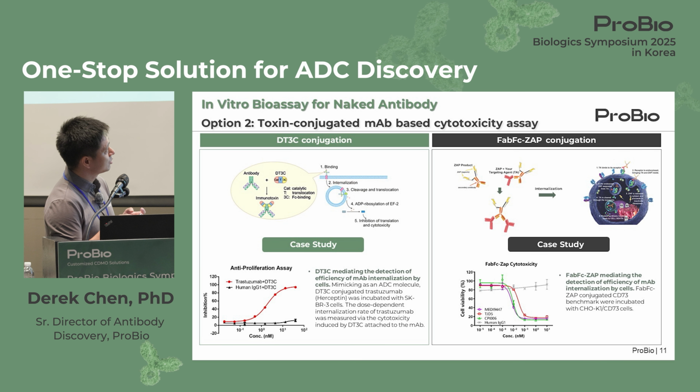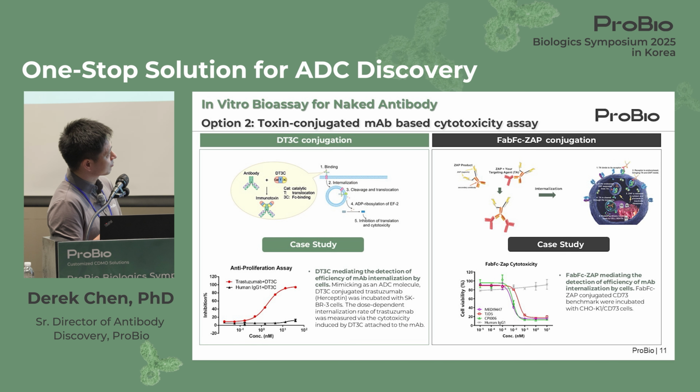Alternatively, we can use another high throughput system called the DT3C conjugation system. DT3C is a synthetic toxin. It's not very commonly used for ADCs, but it is commonly used as a reagent or as a tool to measure internalization. Similar to the pH-sensitive dye, this toxin can associate with the antibody constant region non-covalently. So basically, you do not need to do any chemical reaction to conjugate the toxin to the antibodies. It's a simple mixture and incubation process.